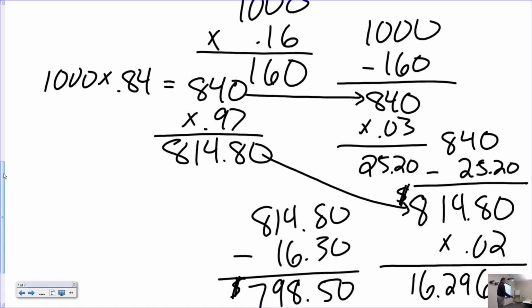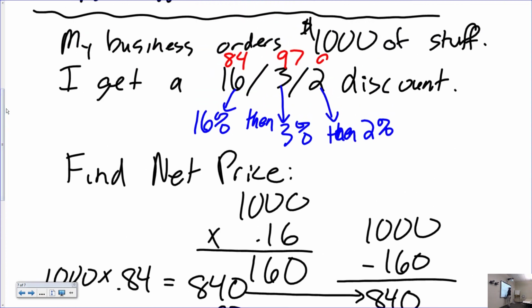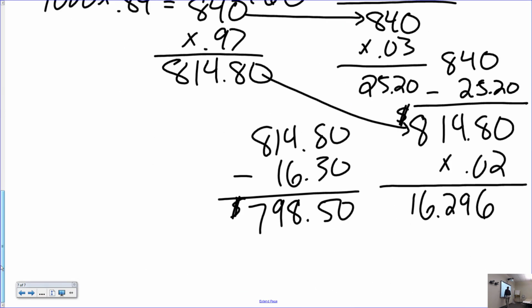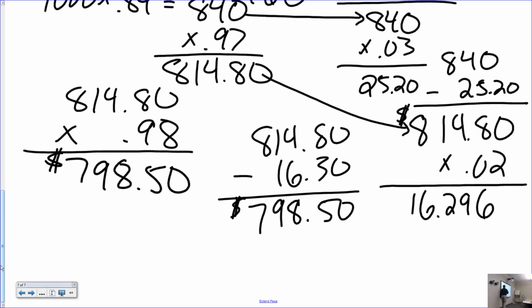What's the complement of 2%? 98. And guess what happens when I take 814.8 times 0.98? 798. That's how you should really do discounts, folks.